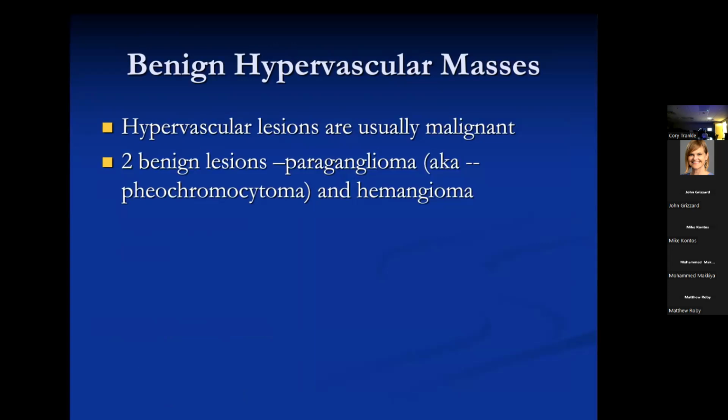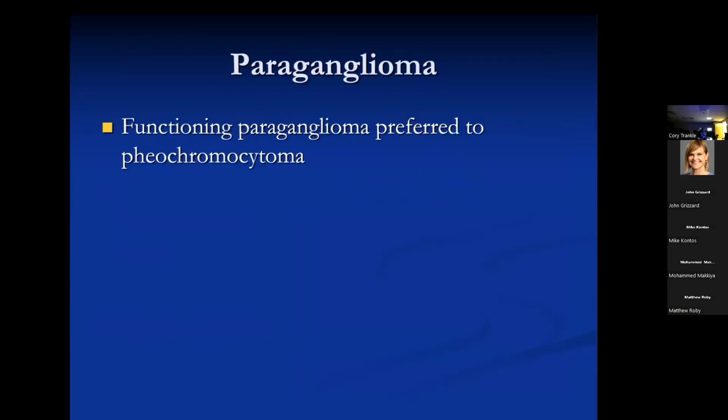So there are only a couple of benign hypervascular lesions. Most hypervascular lesions are malignant, but the two benign ones are paraganglioma, or some people used to call it pheo, and hemangioma. Those are the only things that are benign that are hypervascular, right?